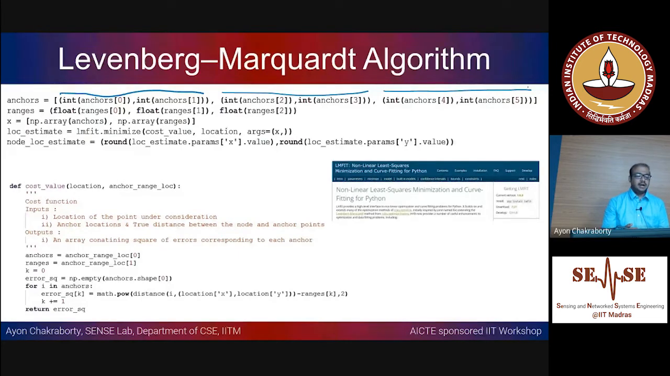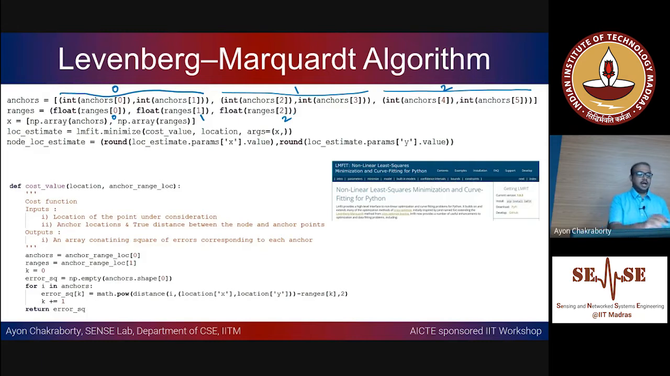Ranges are basically the three ranges that we will get from these three anchors. Range 0 is the distance of my node from anchor 0. Range 1 is my distance from the node to anchor 1, and range 2 is the distance from my node to anchor 2. So you can say this is anchor 0, this is anchor 1, this is anchor 2, this is range 0, this is range 1, this is range 2. I think it is absolutely clear.